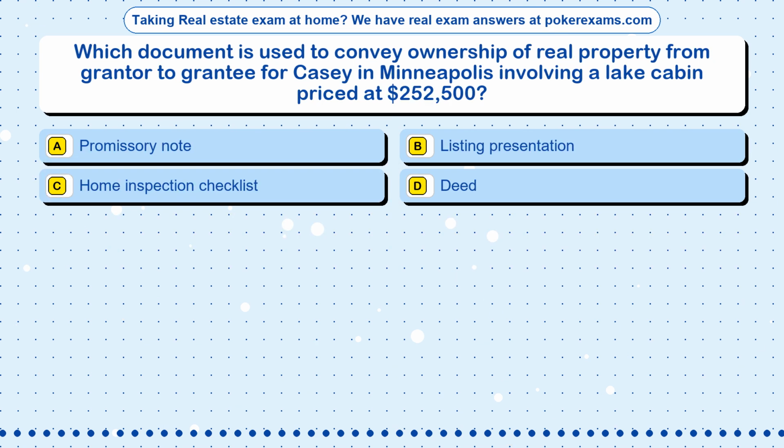Question 28. Which document is used to convey ownership of real property from grantor to grantee for Casey in Minneapolis involving a lake cabin priced at $252,500? Option A, promissory note. Option B, listing presentation. Option C, home inspection checklist. Option D, deed.